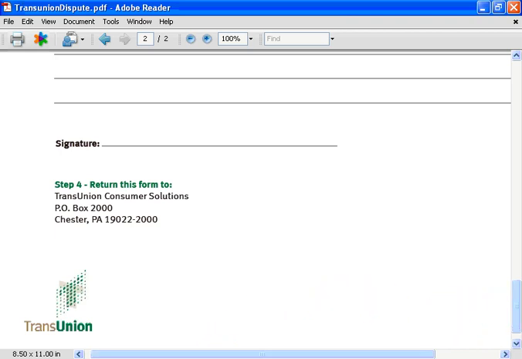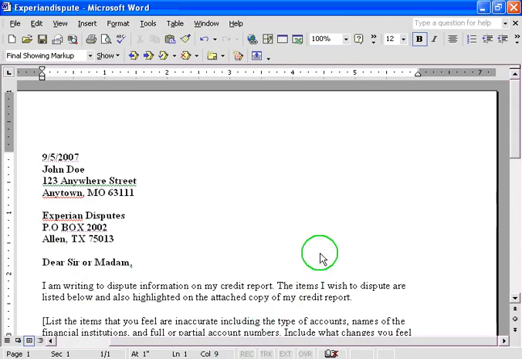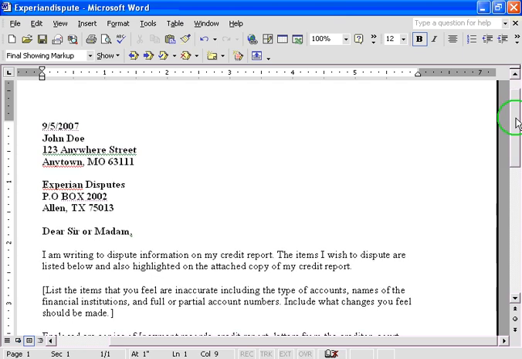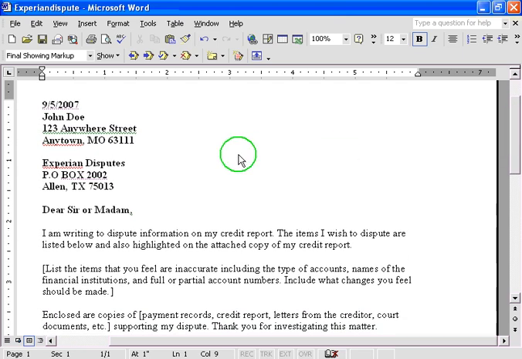Now when you want to dispute Experian, I have this attachment on as well. Here it is. I saved it as a rich text format, which you should be able to open up with Microsoft Works, Microsoft Word, WordPerfect, most editing programs. And here this is for Experian. Experian and Equifax, they're going to have basically the same dispute letter. Everything will be the same except the address right here.